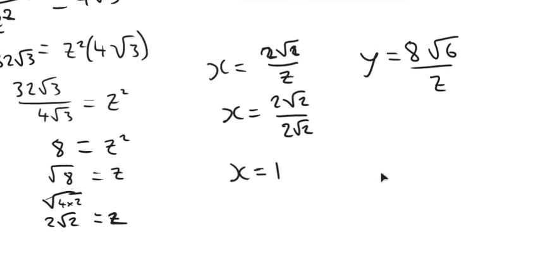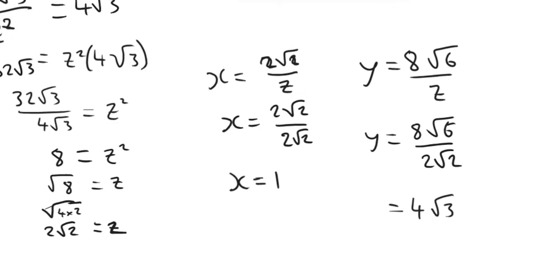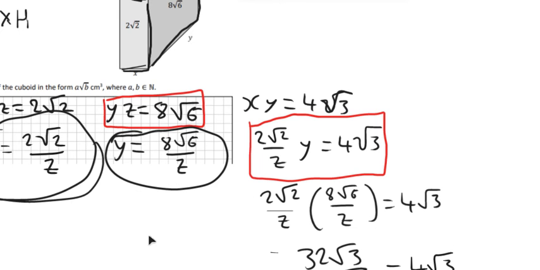And then let's put in what z is again. So z is 2 root 2. And then you can just divide those easily. So 8 divided by 2 is 4, and root 6 divided by root 2 is root 3. So y has to be equal to 4 root 3. So that worked out nicely in the end.